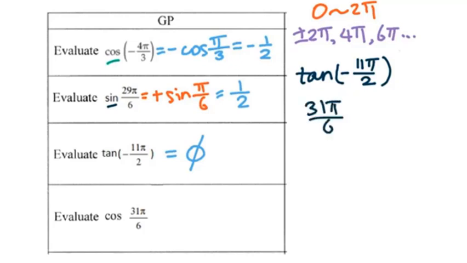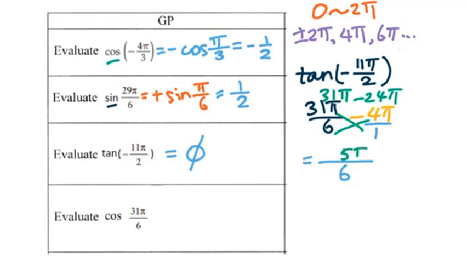31 pi over 6. 31 divided by 6, you will get 5 something, so you need to subtract 4 pi. If you subtract 6 pi, you will get a negative. We need the angle between 0 and 2 pi. Therefore, I put over 1. The denominator multiplied by is 6. Then you cross multiply: 31 pi minus 24 pi. So you get 5 pi.